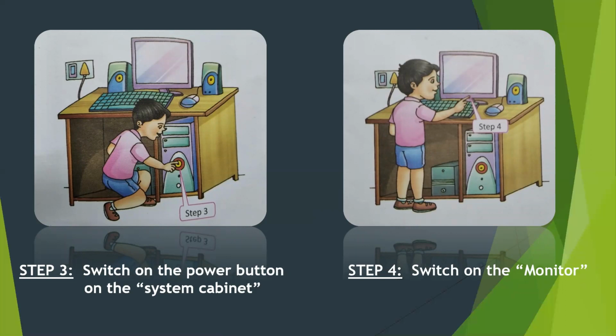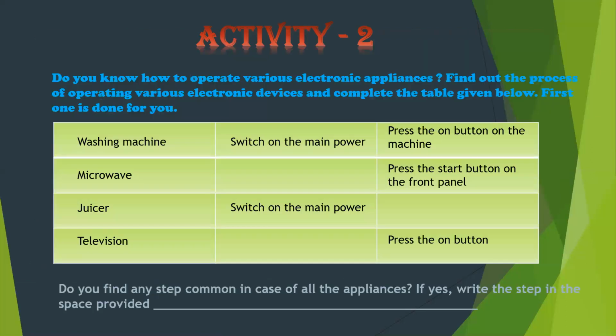Now let us do a small activity which is on page number 10 of your computer textbook. Do you know how to operate various electrical appliances, children? Let us complete the following table. Let us see the first appliance which is already done for you. The first one is washing machine. Switch on the main power. So in order to on the washing machine, first you have to switch on the main power. Then press the on button on the machine.